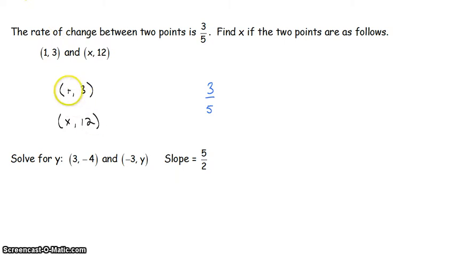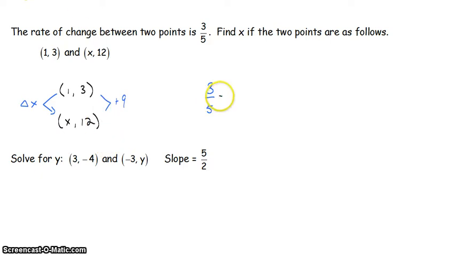Then you can find, you don't know your change in x here. So I'm just going to call that delta or triangle x. That's your change in x. You do know your change in y. It's going from 3 to 12, so that's a positive 9.